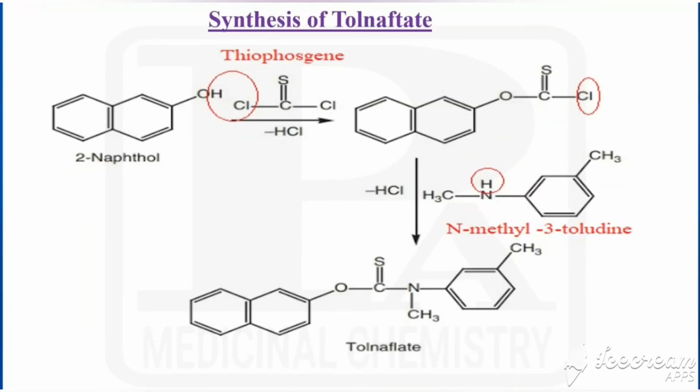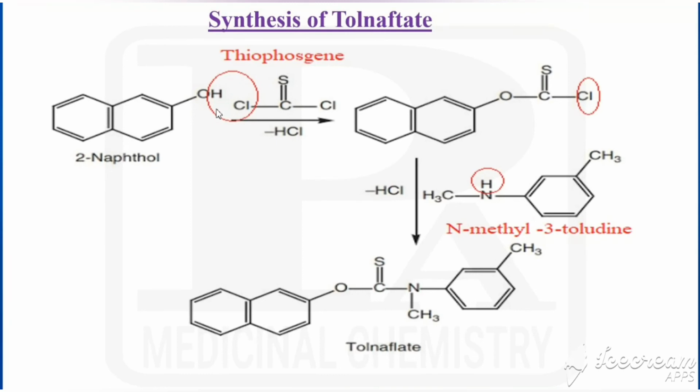Now we'll see the synthesis. So here first we have taken 2-naphthol. Here we have OH, that is called as 1-naphthol. But here OH is attached in second position. That's why it is called as 2-naphthol. With the 2-naphthol we have added thiophosgene. Because here we have oxygen, that is called as phosgene. Here instead of oxygen we have sulfur. That's why it is called as thiophosgene.